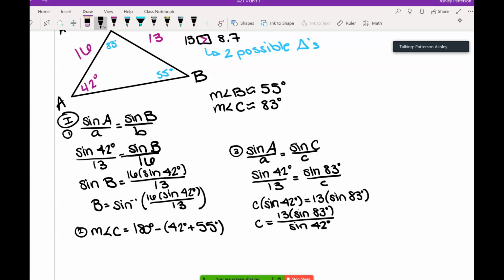All right, what do we get? 19.9. Oh, I got 19.3. Oh, sorry, yeah, 19.3. No, that's okay, that's okay. Thanks, Nadia. Okay, so approximately 19.3 units. Guess what, ladies and gentlemen? We have solved the first triangle.